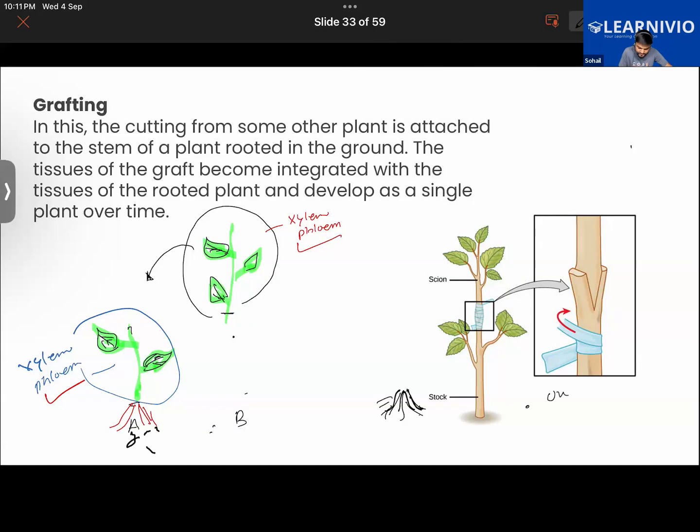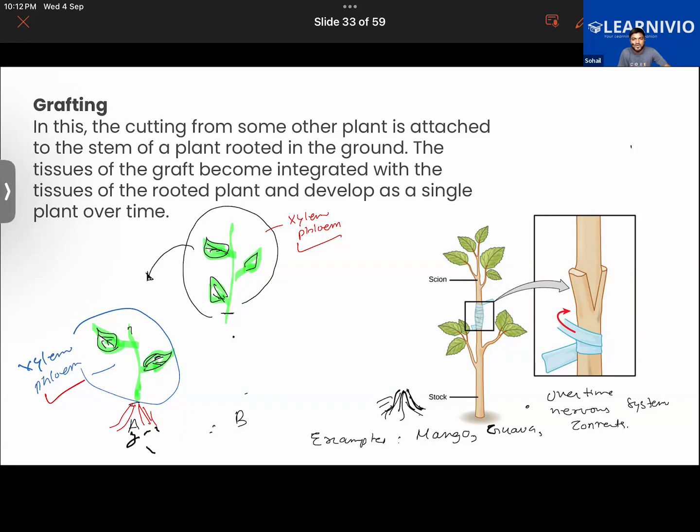So over time, the nervous system connects and becomes single. What are some of the plants that are grown via this method? So the most common one, as all of you know, that is mango. Different guava plants are also there. Guava is also grown in such a manner. We can do the grafting with guava also.